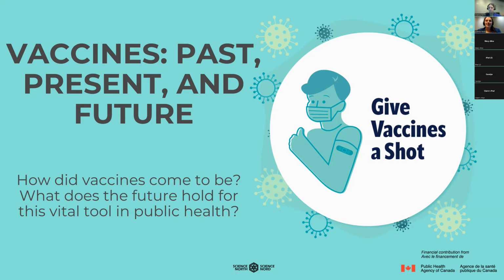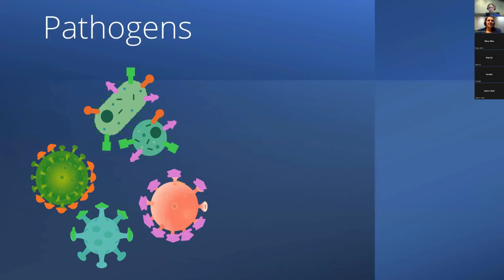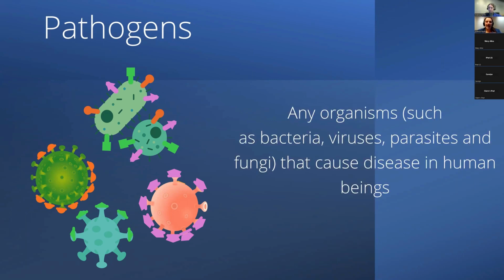So before we jump into talking about vaccines, I thought it'd be a good idea to talk a little bit about why we need them. So let's start talking about pathogens, some of the things that can make us sick. Pathogens are any tiny things that can cause diseases in human beings. Some examples of these are bacteria, viruses, parasites, fungi, things like that.